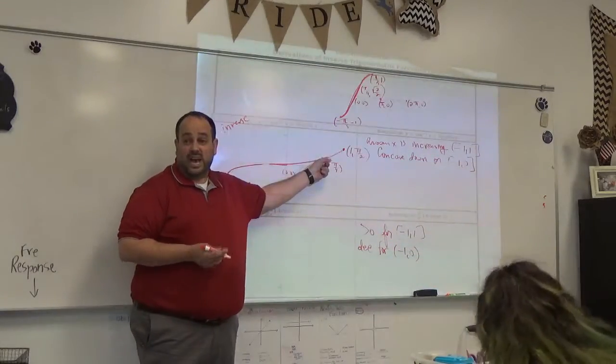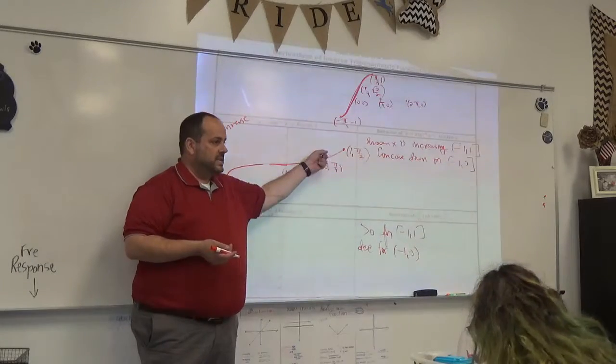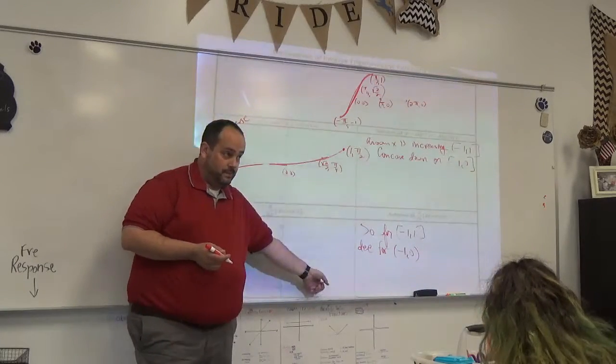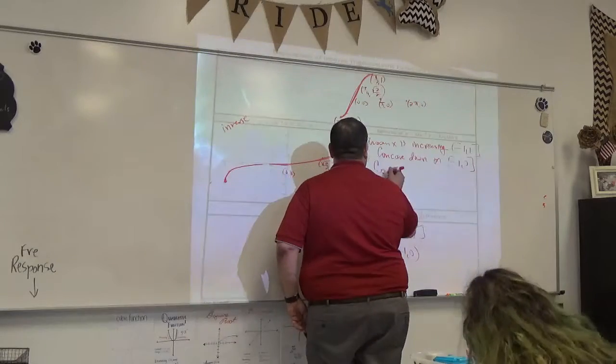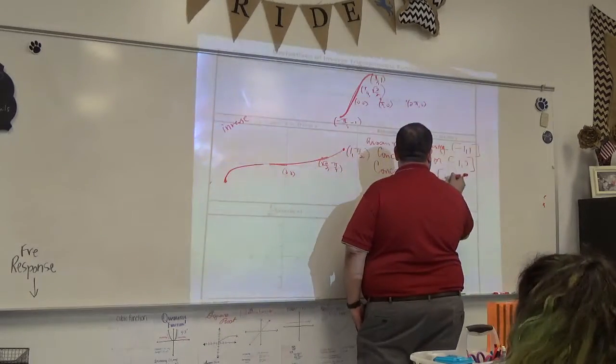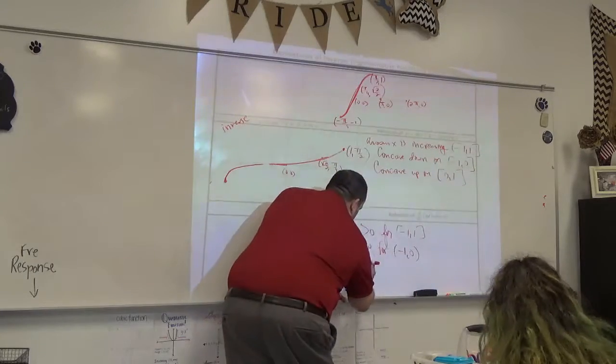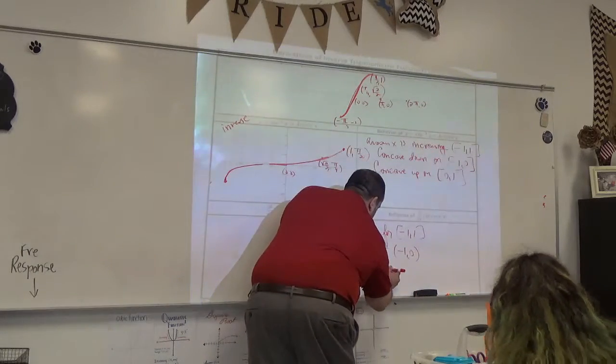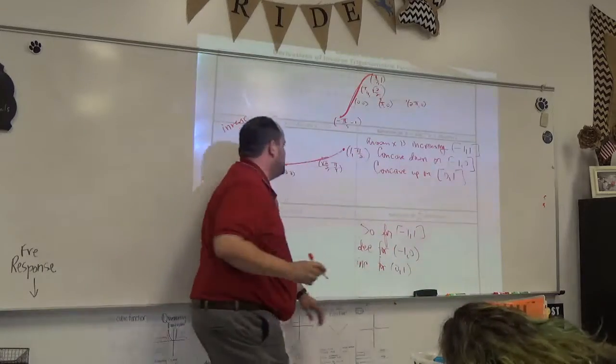Conversely, this guy over here is concave up. So if this guy is concave up, then this guy over here is increasing. Okay, so concave up on the interval 0, 1. So over here we are increasing for the interval 0, 1.